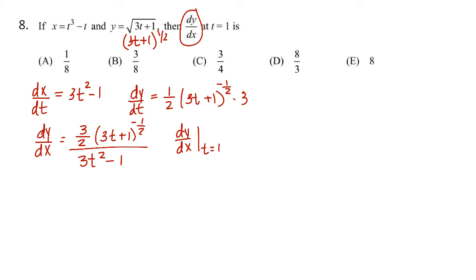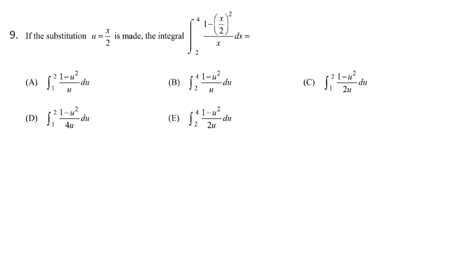Well, at 1, when I substitute in, I get 3/2. Woohoo! And let's see, if I plug in 1, I get 3 plus 1, 4. 4 to the negative 1/2 is actually 1/2. And then over, looks like I'm going to get a 2 in the denominator. So I have 3/2 times 1/2 times 1/2. And so that looks like I'm going to get 3/8. Answer choice B.